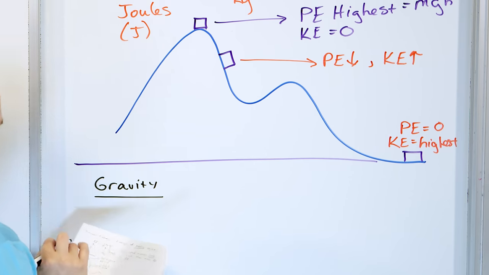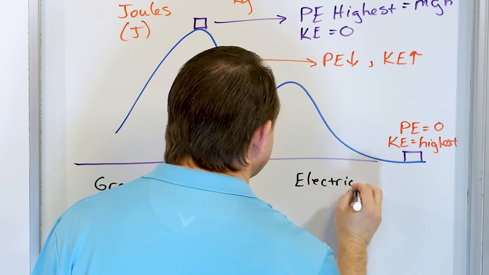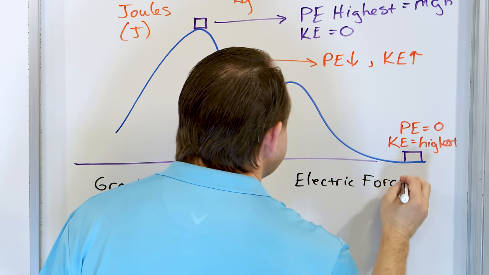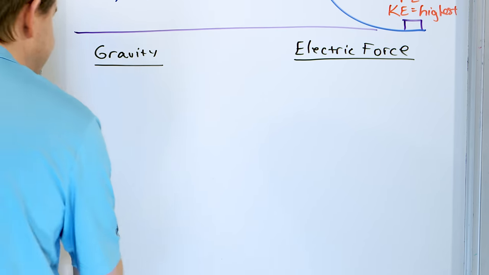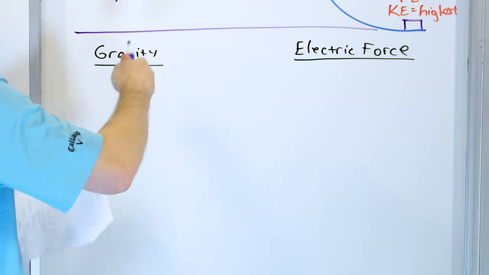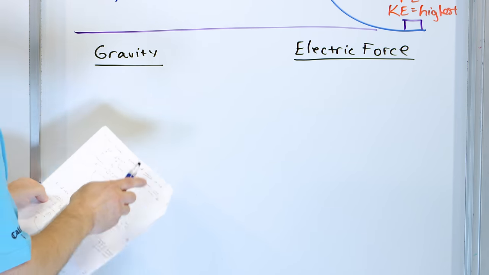And we're gonna compare this to the electric force. Now, I've told you that the electric force is millions and millions and millions of times stronger than gravity. That is true. However, the equation for gravity and the equation for the electric force look really, really similar. Let me show you what this is.